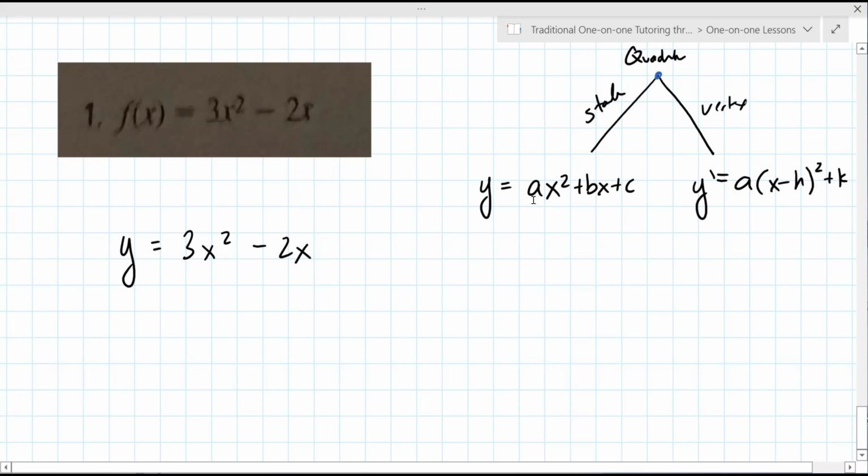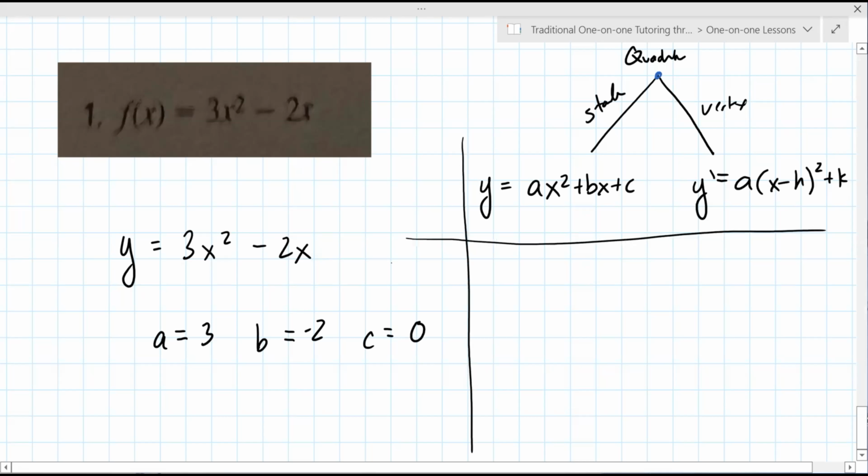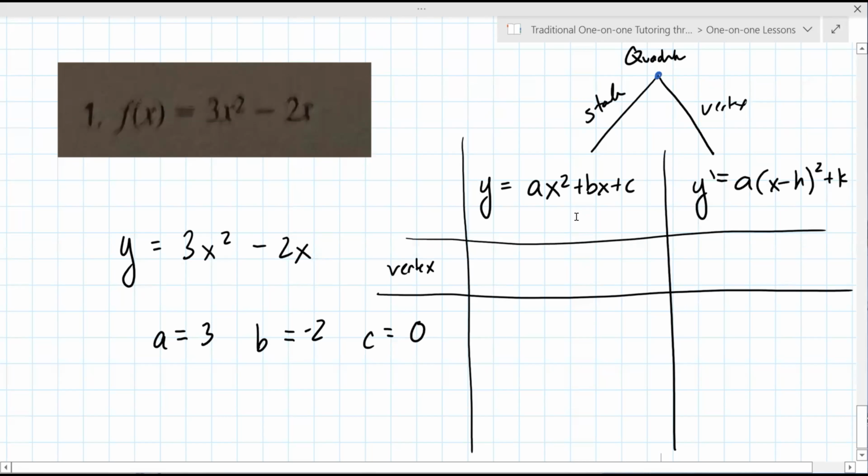Okay. So a is the coefficient in front of x squared, b is the coefficient in front of x, and c is the constant. Can you tell me a, b, and c for this problem? 3, -2, and 0. Very good. Now, for finding the vertex, it depends which branch you're going down, how you do it.